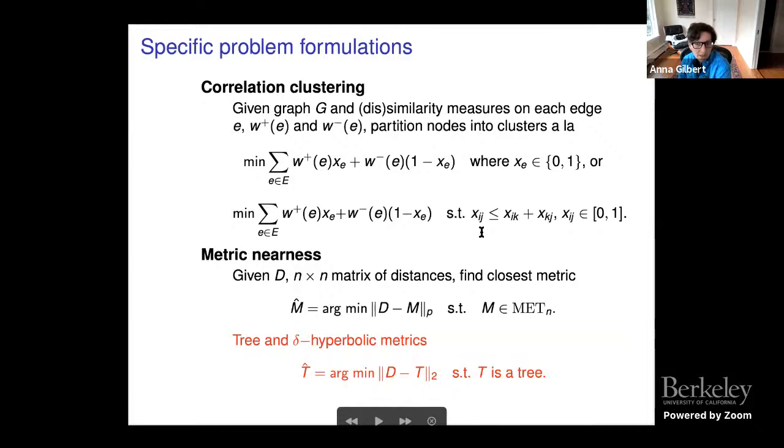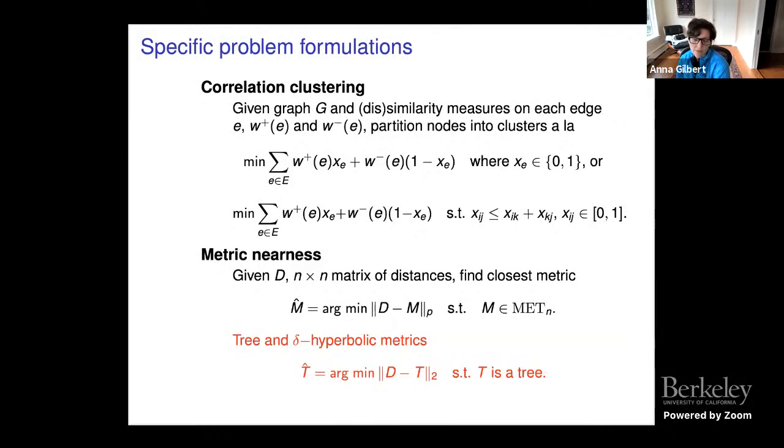The metric nearness problem is easier for me to state in terms of the objects that we defined previously. So for the metric nearness problem, I'm given a matrix D. It is an n by n matrix of distances, and I wish to find the closest metric to those distances in some LP norm. So I wish to minimize the LP distance between M and D, where M lies in the metric polytope on n points.